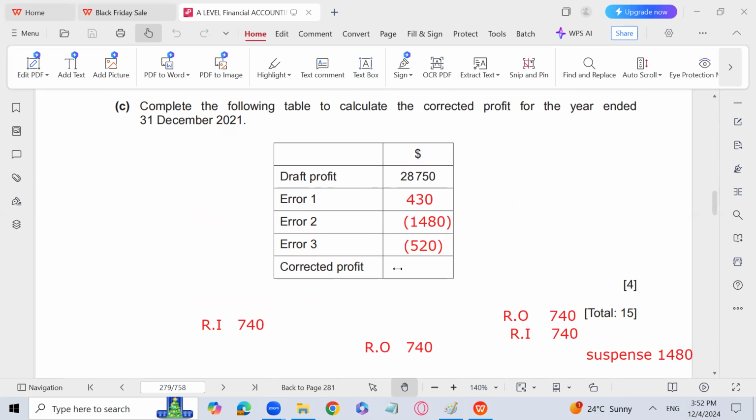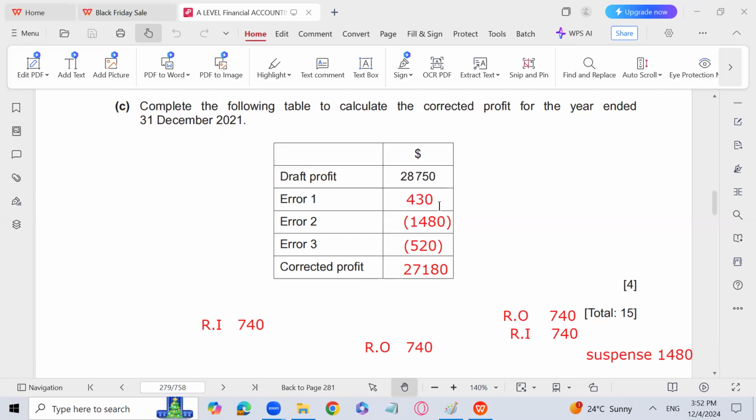So what is the corrected profit if you can calculate for me? 28750 plus 430 minus 1480 minus 520. You will get the answer of the corrected profit. 27180 is the corrected profit.